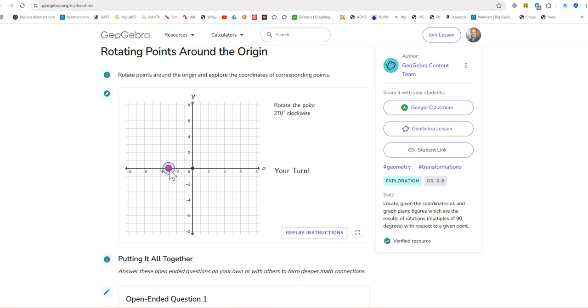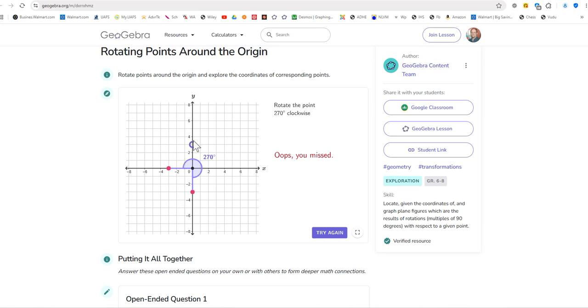So 270 is 3/4 of 360 degrees. It is 3 times 90 degrees. We're going clockwise, so we're going this way. A 90-degree rotation would put it here. 180 would put it here, and a 270-degree rotation should put it here.